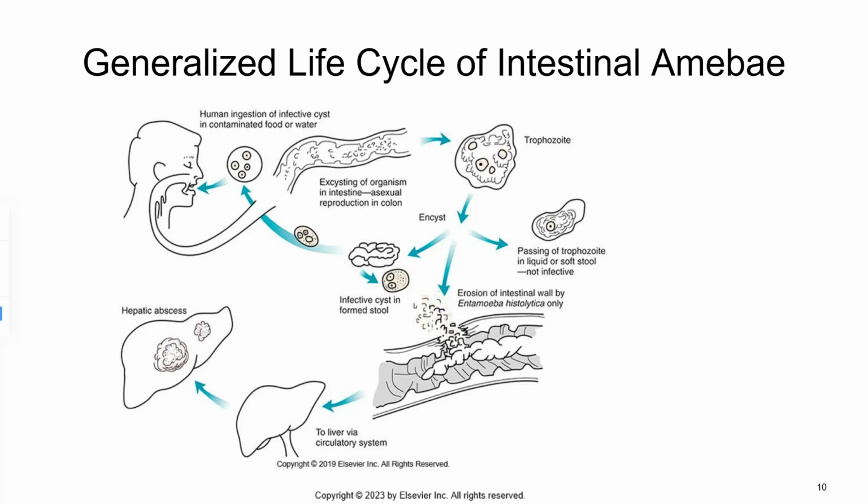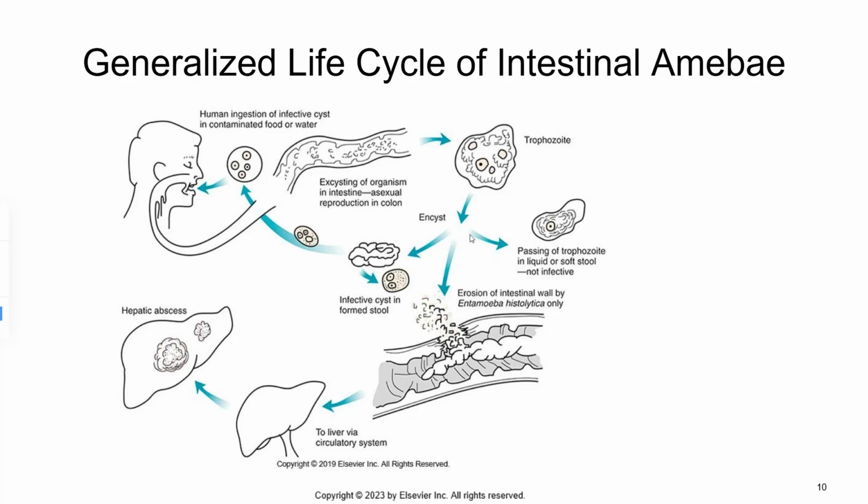So this is the generalized life cycle. The human consumes the cysts. This diagram has arrows going in all different ways. The excystation of the organism happens in the large intestine, and then the trophozoite is released. The trophozoite can be passed out through the stool. If it is passed out through the stool, it typically just dies. It's not going to be infective in the trophozoite form.